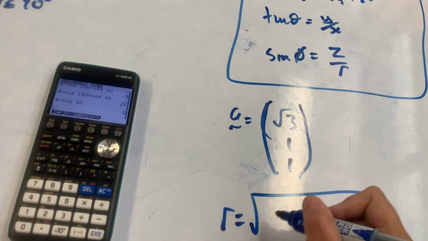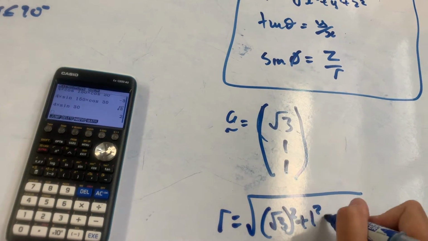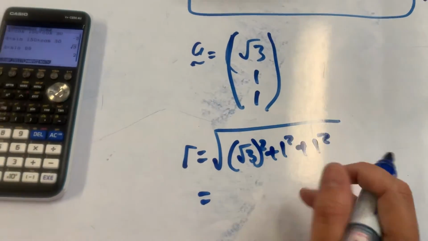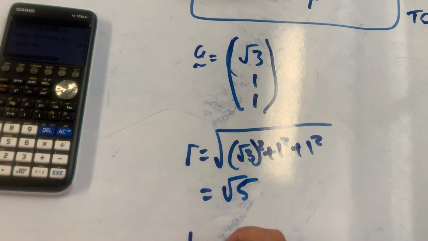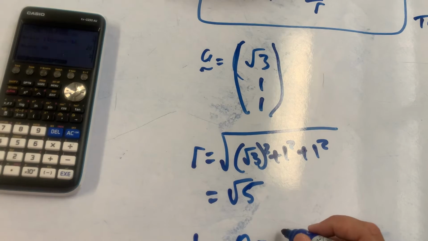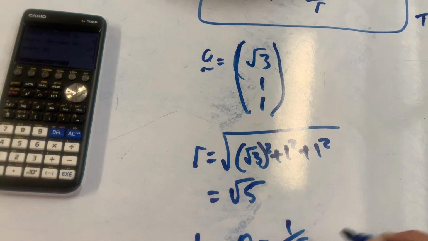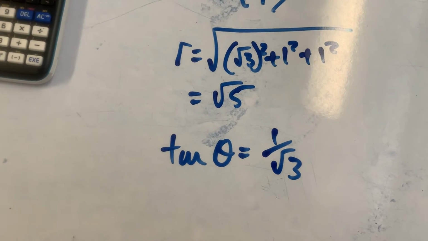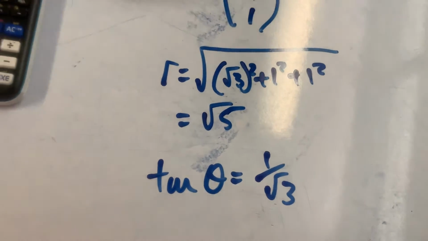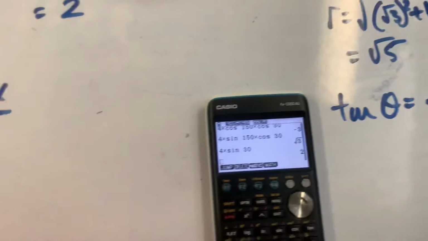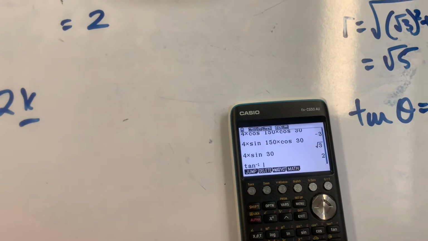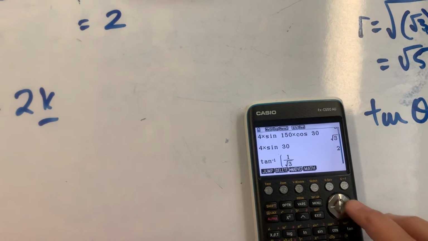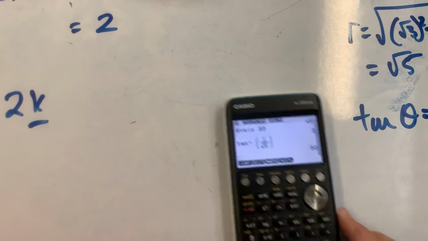So r is the square root of root 3 squared plus 1 squared plus 1 squared. Root 3 squared is 3, plus 1, plus 1, square root of 5. Tan theta is y on x, so it's 1 on root 3. Now remember, tan's the one we should always be checking our quadrant that it's in. We can't just totally rely on our calculators, because if we go on our calculator and go shift tan brackets 1 on square root of 3, close my brackets, it does tell me it's 30 degrees.